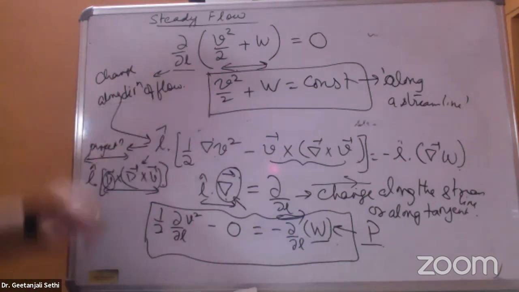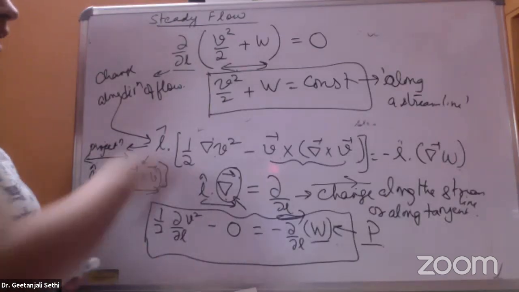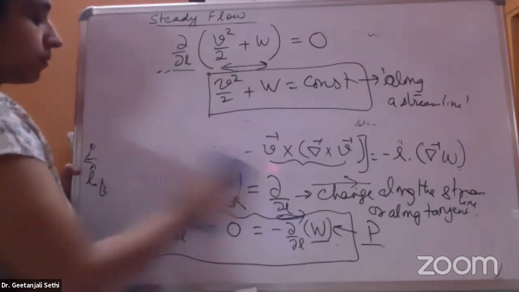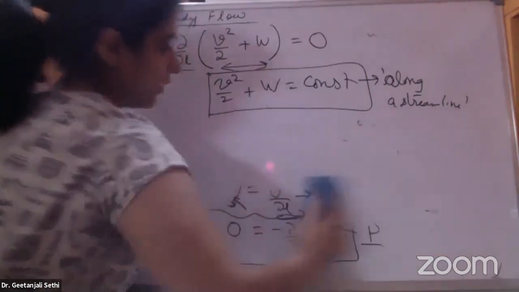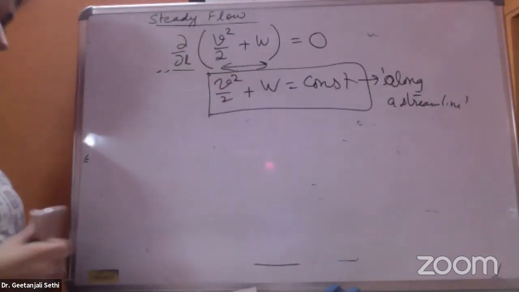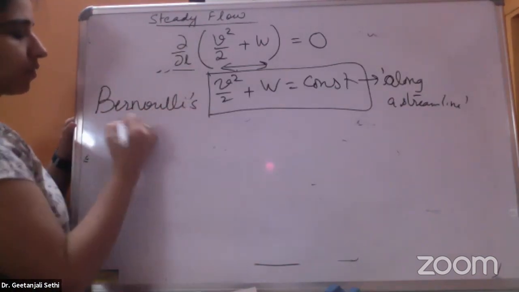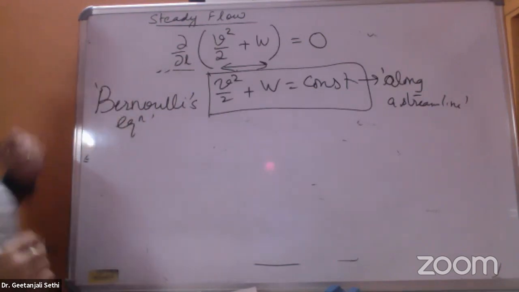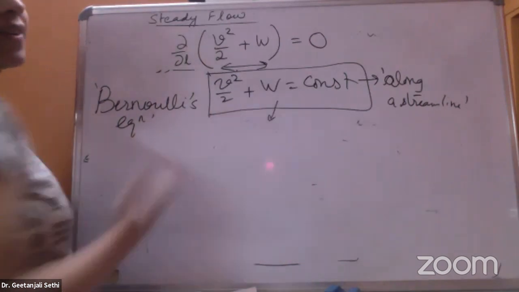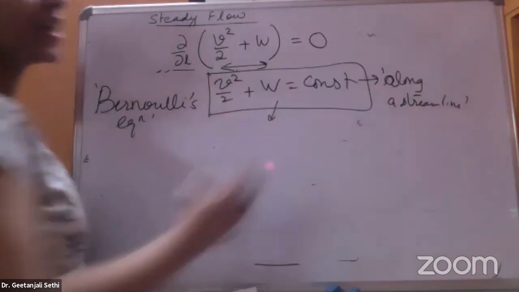Now I come back to this equation. That was a side note talking about streamlines. I come back to this equation, and this is what people were asking for yesterday, the famous Bernoulli equation. So what does Bernoulli's equation represent? Bernoulli's equation just represents a conserved quantity, a quantity that is conserved along the direction of flow.